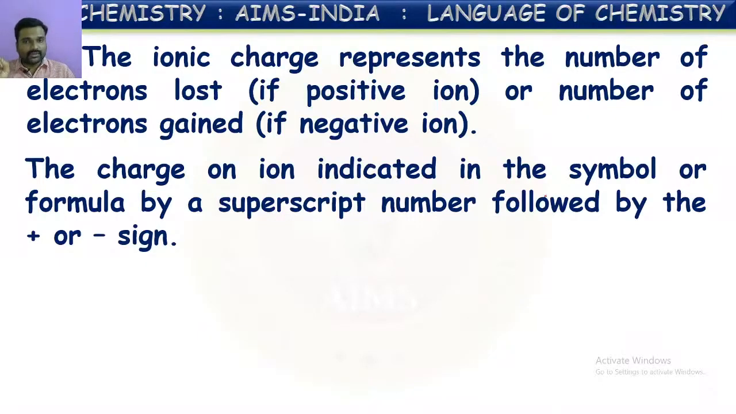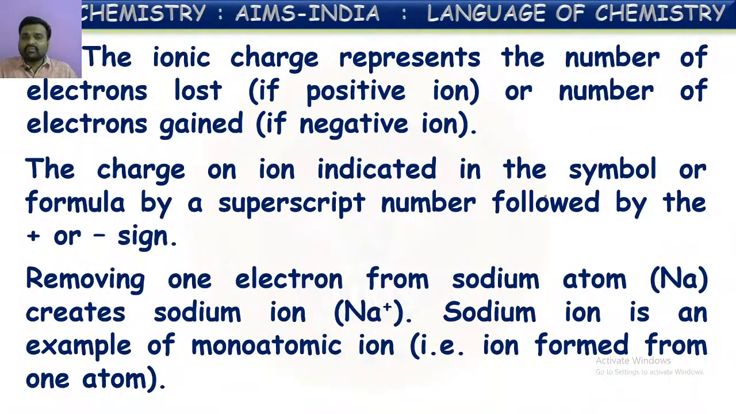If it is a positive symbol, that represents that the element lost a certain number of electrons. If it is shown negative in the superscript along with the number, that represents that many electrons are gained by that atom to form a negative ion. For example, removing one electron from a sodium atom creates a sodium ion. Here we can see the sodium ion is represented as Na with a superscript plus, that represents plus 1. It means the sodium ion is formed by the loss of one electron by the sodium atom.